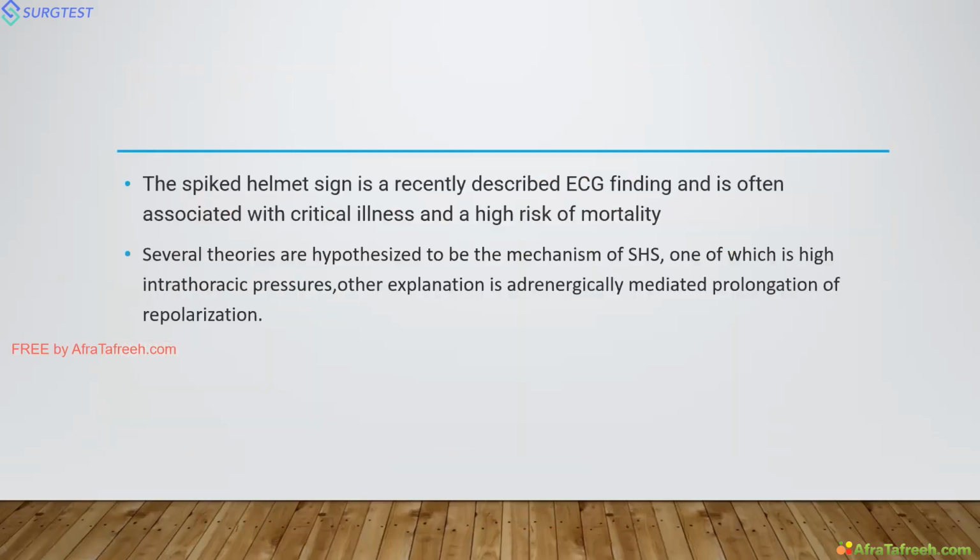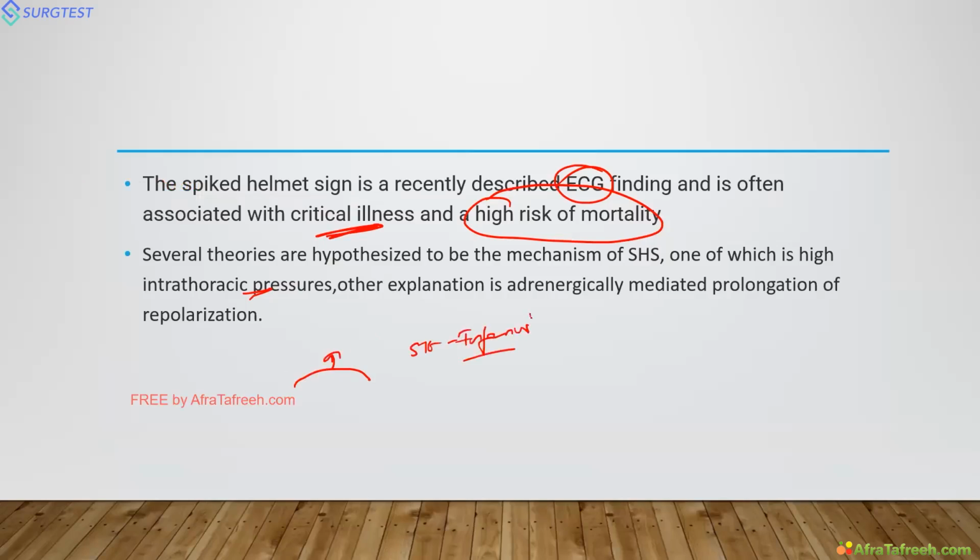This is an important entity. It is called the spiked helmet sign. It carries a high risk of mortality. It is associated with critical illness, for example when the patient has sepsis or abdominal perforation. Many theories have been proposed for the cause. The most important theory is high intrathoracic pressure. With high intrathoracic pressure, the diaphragm comes in contact with the inferior wall and causes repolarization changes in the inferior wall. So there will most commonly be ST elevation in the inferior leads. It is not proven, but by this hypothesis the spiked elevation will be in the inferior leads.